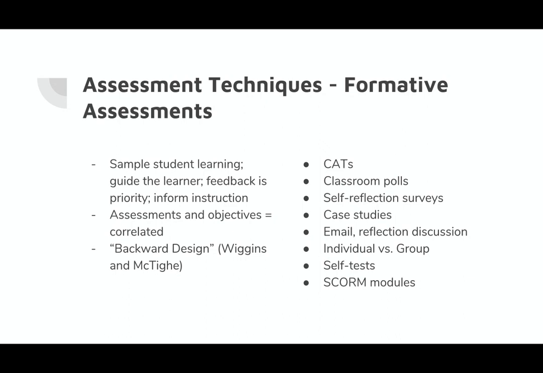And SCORM models, for those of you who are unfamiliar with it, these are going to be a collection of specifications that are very user-friendly and easily navigated that can be imported into most LMS, learning management systems. And these are interactive web-based learning activities that can be imported in.